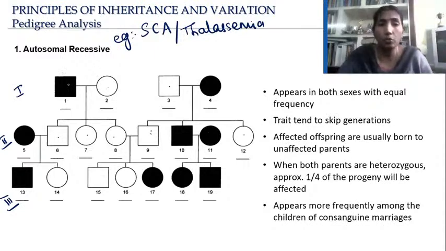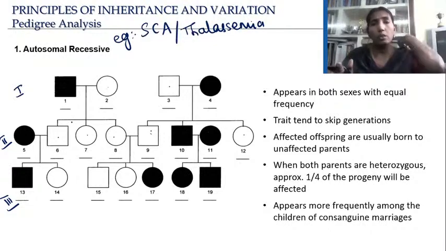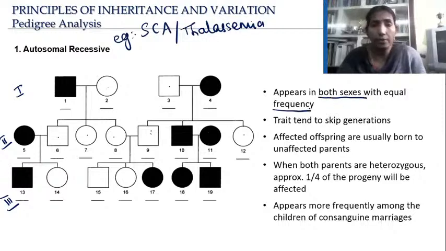So that is why more males will be affected. Now we will first look at the sexes. Like you see here, arbitrarily, 1, 2, 3, 4, then 1, 2, 3, 4, 5. It is near to equal frequency. So it appears in both sexes with equal frequency.